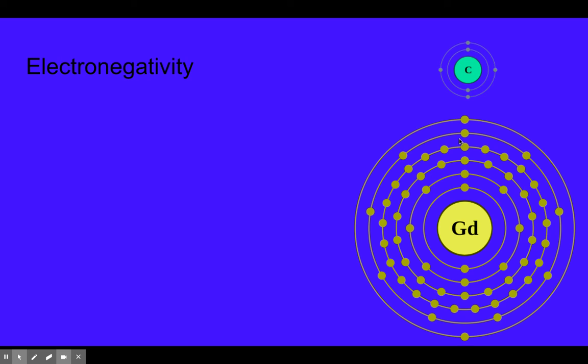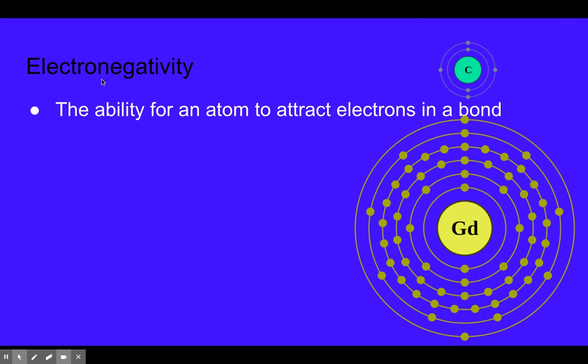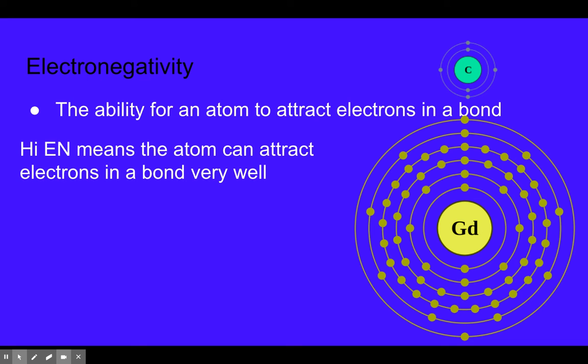Last, we have electronegativity. Notice the word electron is in this. It's the ability for an atom to attract electrons in a bond. High EN means electronegativity. It means the atom can attract electrons in a bond very well. It can just grab on to those electrons. It really can attract them. That usually happens with smaller atoms. Again, that positive nucleus isn't so far away from other atoms.